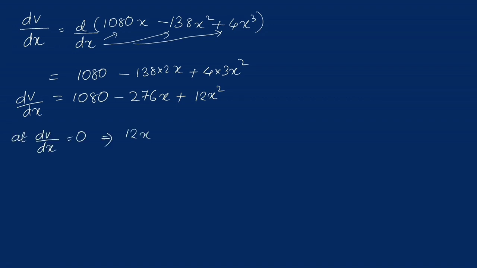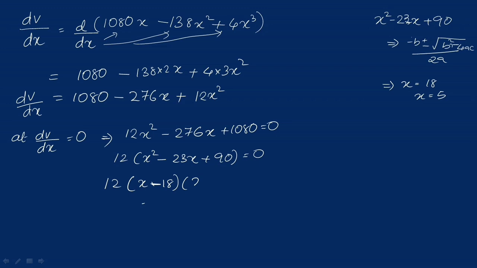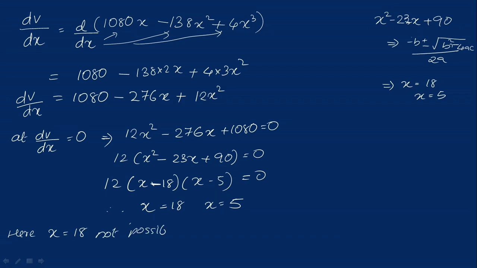At dV by dx equal to 0, we can write 12x square minus 276x plus 1080 is equal to 0. Here 12 is taken common outside, so we have 12 into (x square minus 23x plus 90). What is x square minus 23x plus 90? We apply the formula to find x, that is minus b plus or minus square root of b square minus 4ac, by 2a. Here we get two values for x, that is 18 and 5. So we have 12 into (x minus 18) into (x minus 5) equal to 0. So we have the values x equal to 18 and x equal to 5. Here x equal to 18 is not possible, so we will be taking just x equal to 5.